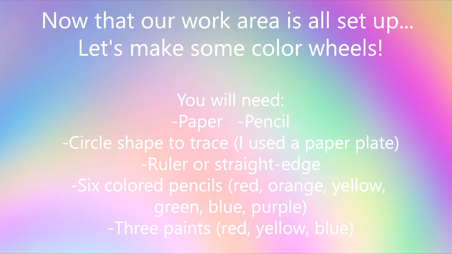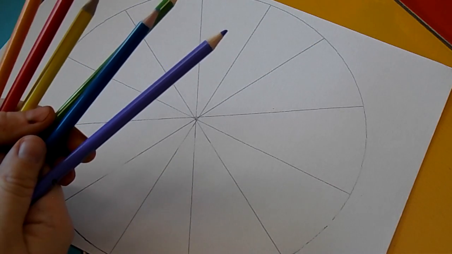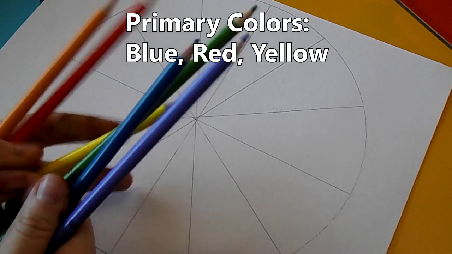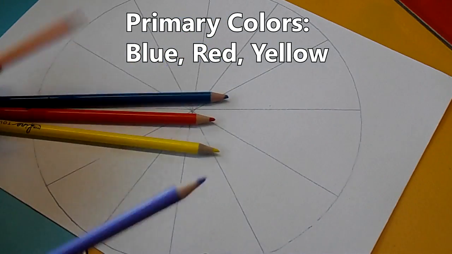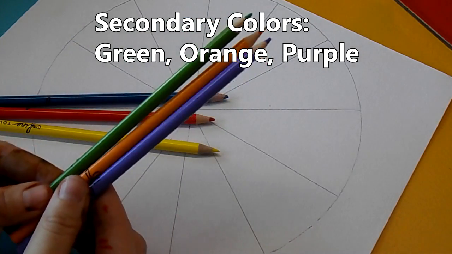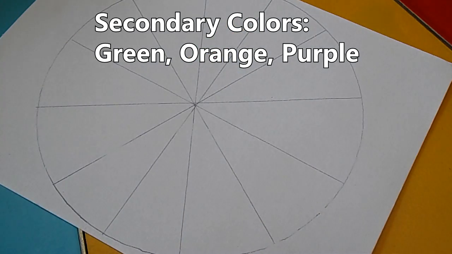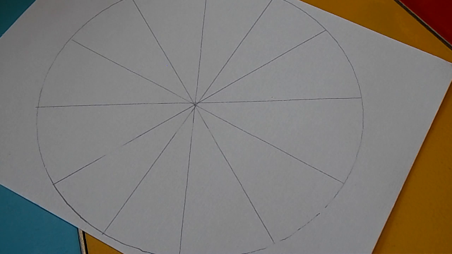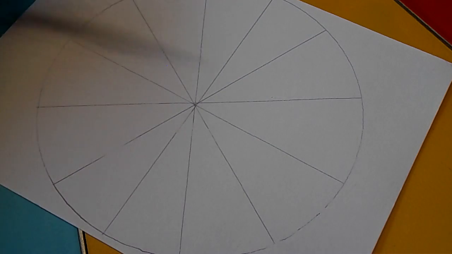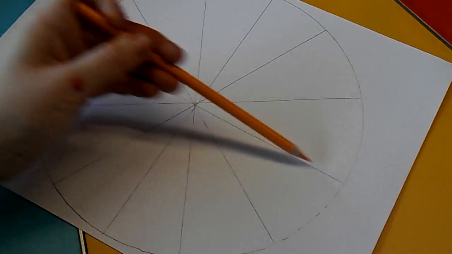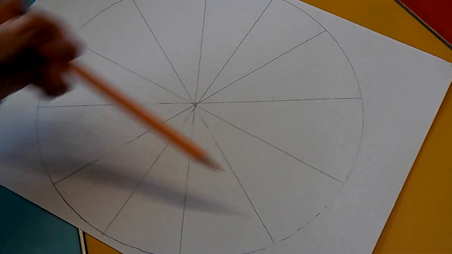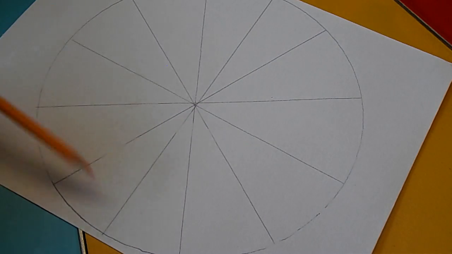Now I'm going to show you how to draw a color wheel using colored pencils. I have red, orange, yellow, green, blue, and purple to do my color wheel. I've got the 3 primary colors, which are blue, red, and yellow, and the 3 secondary colors, green, orange, and purple. You can see that I cut my circle up into 12 different slices. How I did that is I drew one line split down the middle, and then another line split down the middle, and then I had 4 sections, and each section got broken up into 3 parts because I want there to be 12 slices total.